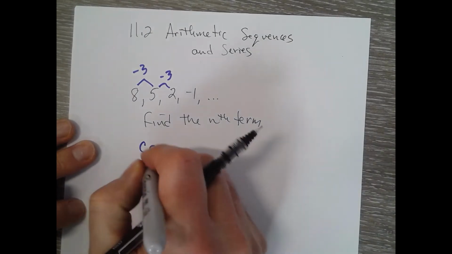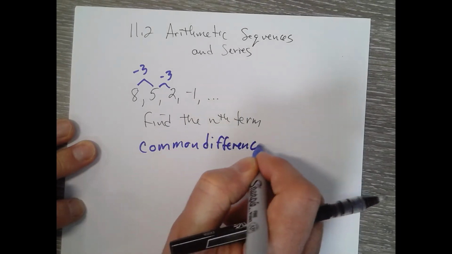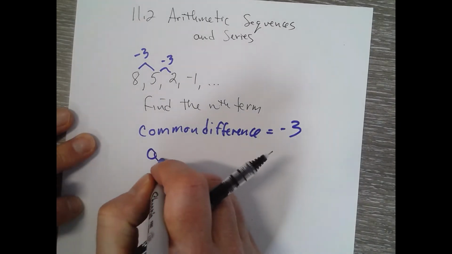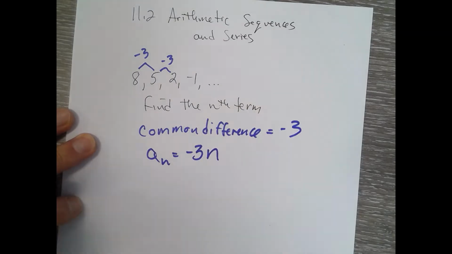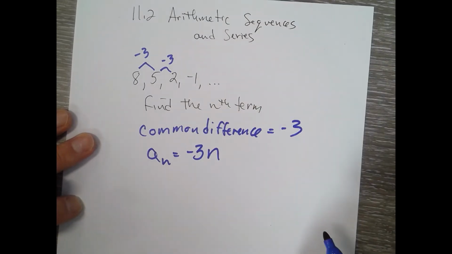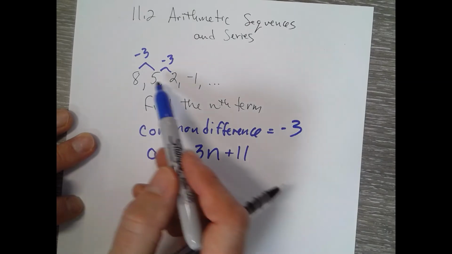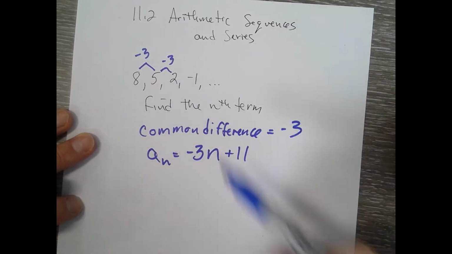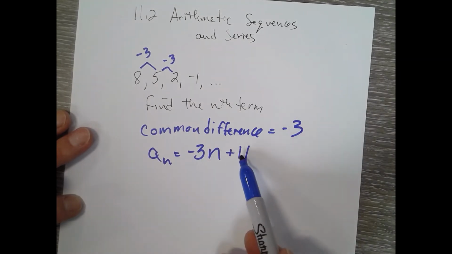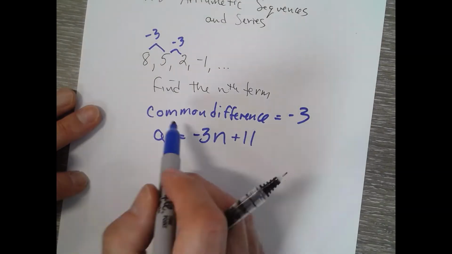So common difference is -3. That's kind of our slope if you think of it as a line, so -3n. And then how do I go from -3 to 8? What do I have to do? Add 11, very good. So that's your first term, second term, third term, fourth term. We could plug in 4 for n, so -3 times 4 is -12, plus 11 gives me -1. So that's my nth term right here.